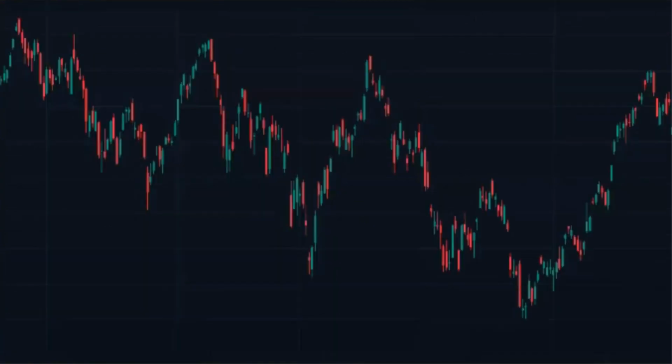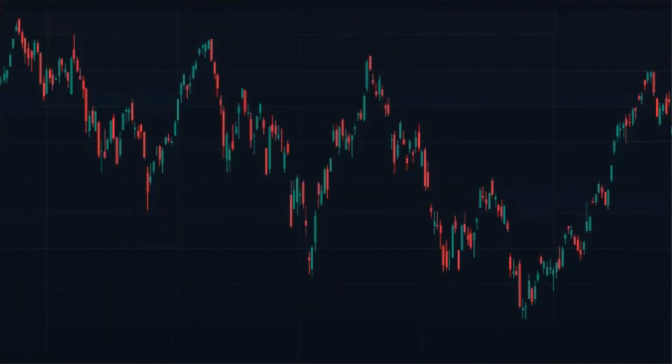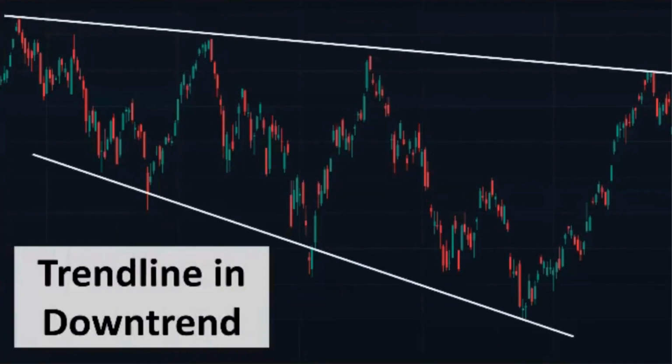Now let me show you another example, in a downtrend. In a downtrend, we know that the stock forms a pattern called lower high and lower low. These lower lows are the swing lows, and the lower highs formed by the price are called the swing highs. So we simply draw a line and connect them together, and then we get a trend line in a downtrend.